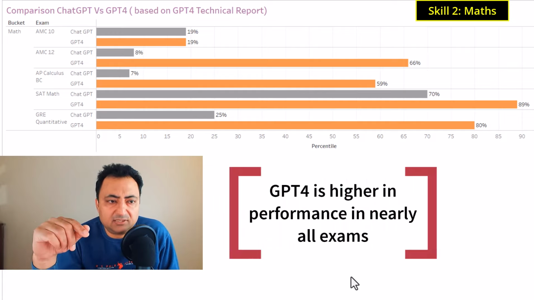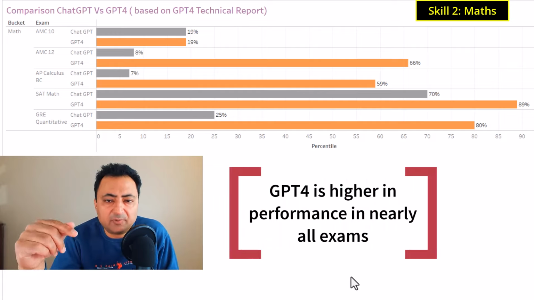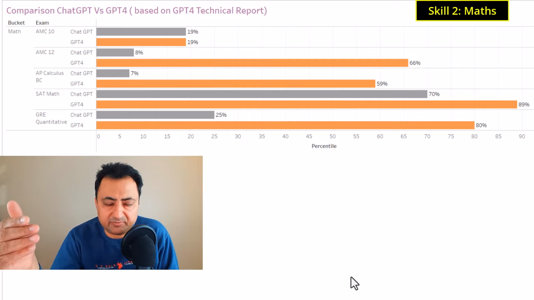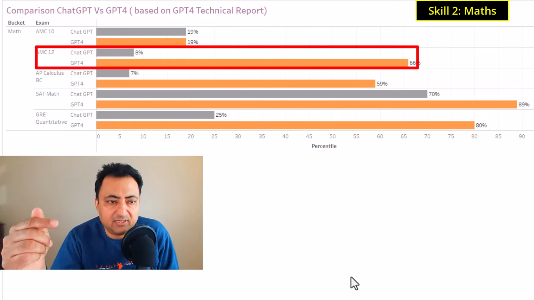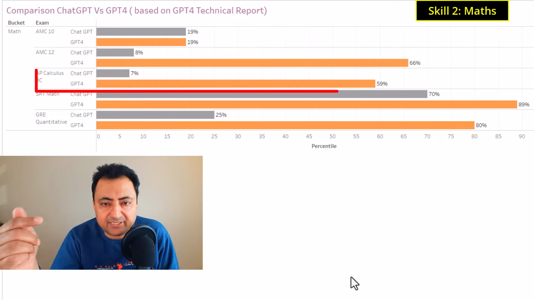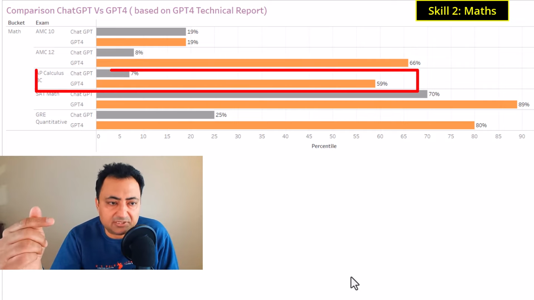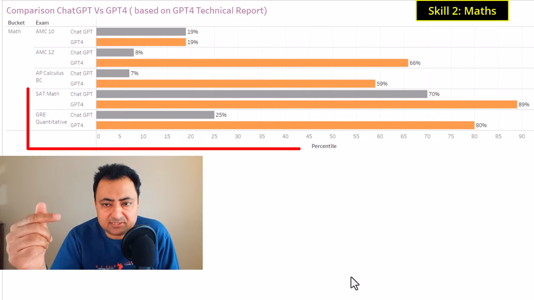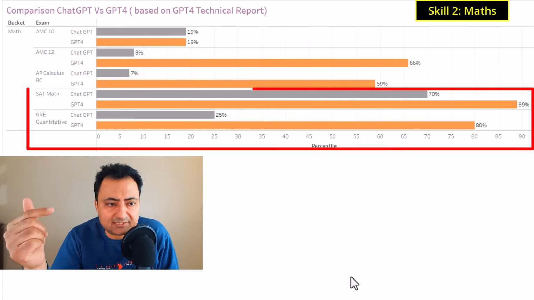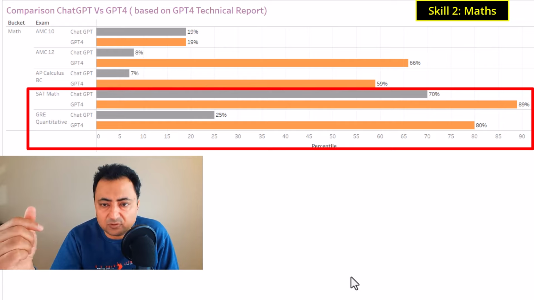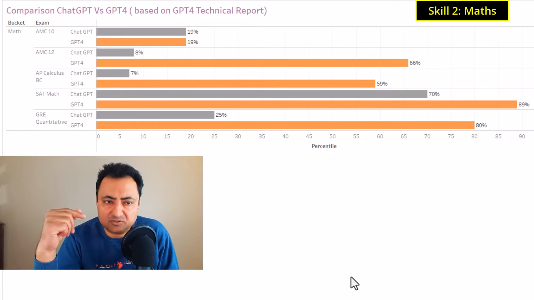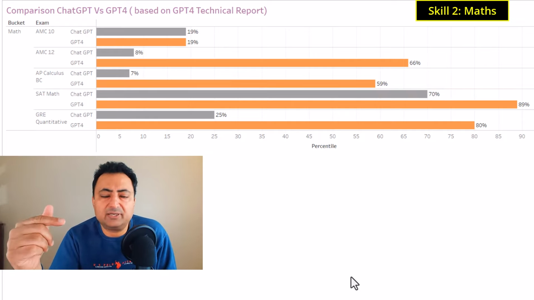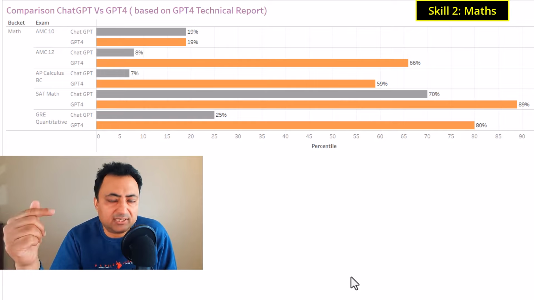If we look at this, the performance of GPT-4 is phenomenally higher than that of ChatGPT. In AMC 12, it does at 66% as opposed to 8% by ChatGPT. In AP Calculus, it does a 59% as opposed to 7% by ChatGPT. And also for SAT Maths, it's from 89%. And the same we can see for GRE quantitative also, where it does 80% as opposed to 25% by ChatGPT. So the ruling is pretty clear that GPT-4 is much better than ChatGPT when it comes to maths.